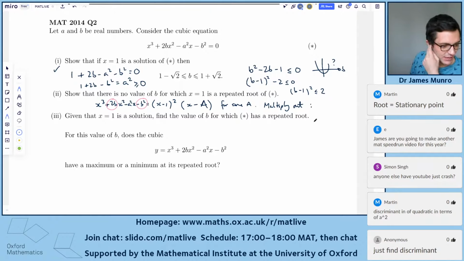How am I doing? You're doing good. Okay. So the constant term is going to be 1 times minus a, which would have to be equal to minus b squared. That looks suspiciously negative. Is this good?